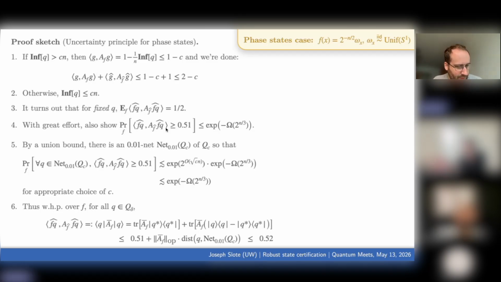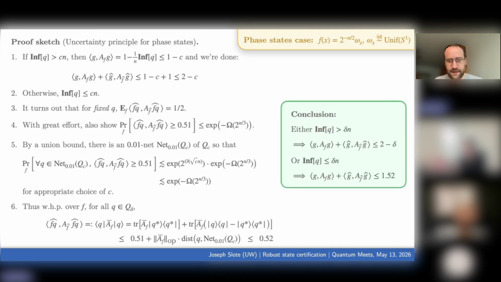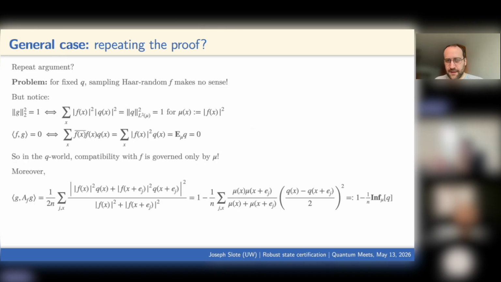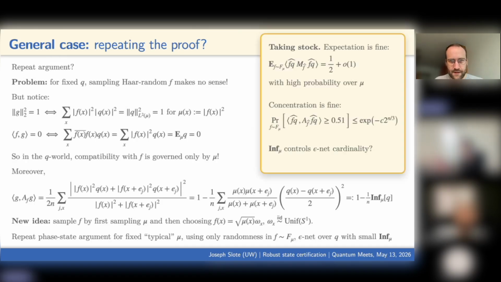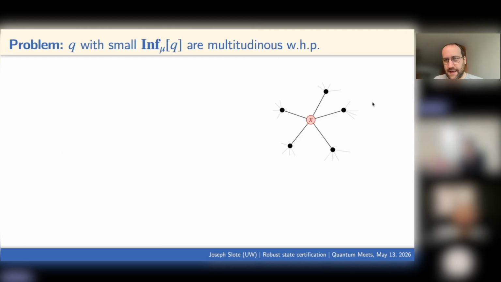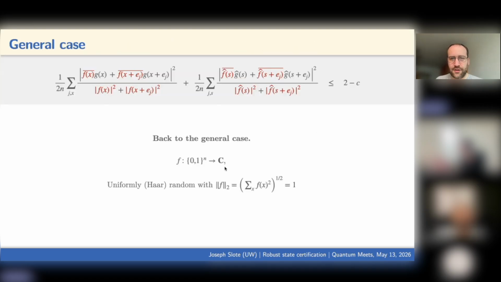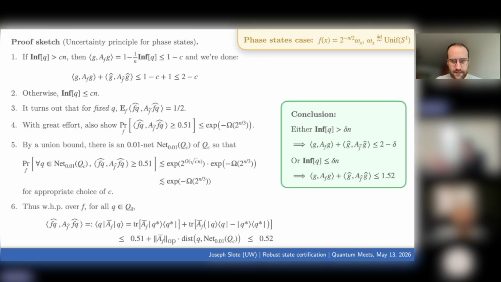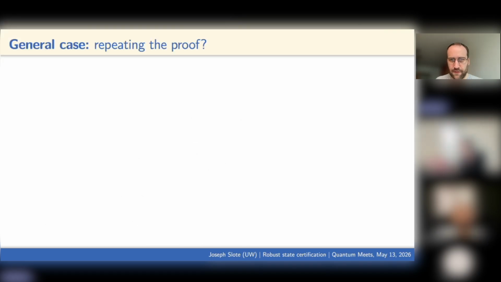Unfortunately, that win-win, that kind of epsilon net argument, doesn't go through immediately in the general case, because we don't have control over the epsilon net size in the general case. The reason is that when we switched from G to Q in the phase state version, Q was balanced and behaving well with respect to the uniform measure. In the general case, when we switch from G to Q, it's no longer with respect to the uniform measure.